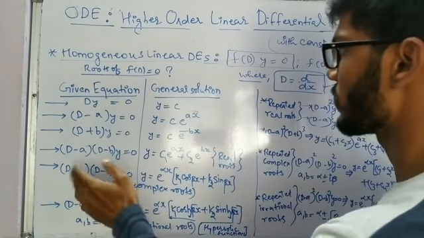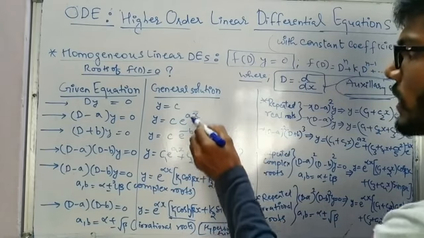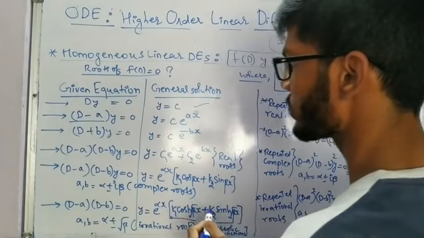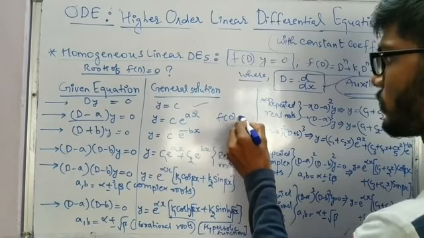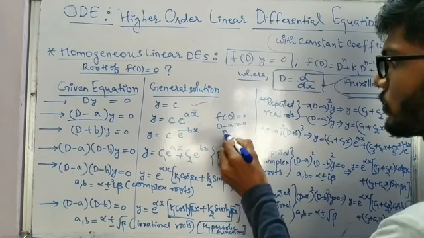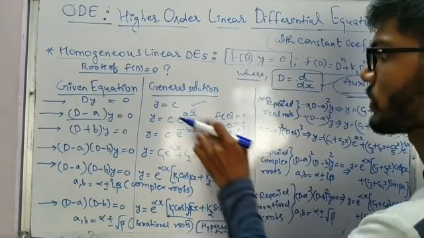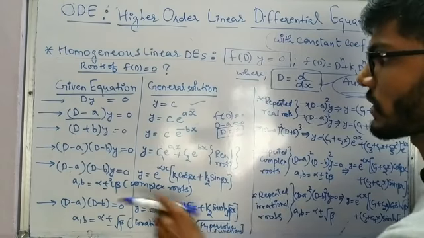So if we have the expression Dy = 0, this f(D) is D. The auxiliary equation is nothing but D. So the general solution for that we'll have to write as y = c. And if our auxiliary equation is D - a = 0, because f(D) = 0 is going to be our auxiliary equation, so D - a = 0, the root of our auxiliary equation is D = a. So the solution will be c e^(ax). If the root is a, e^(ax).